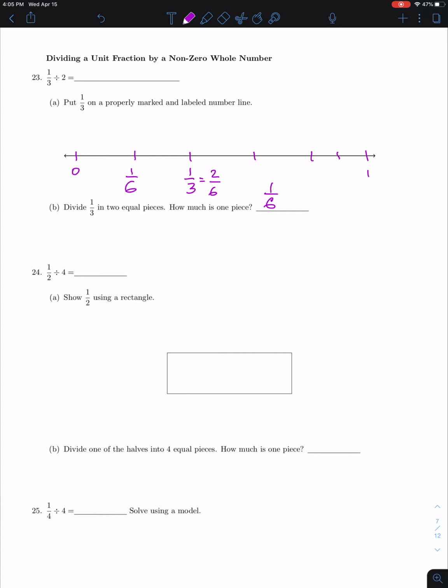All right. Is that okay with everybody? All right, perfect. So let's look at 24. So 1/2 divided by 4.